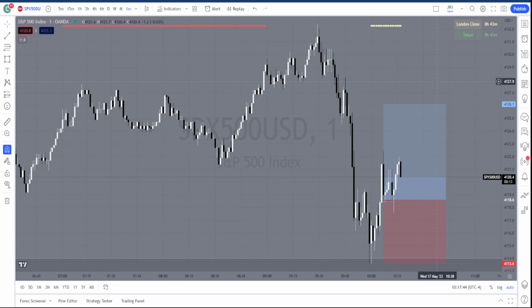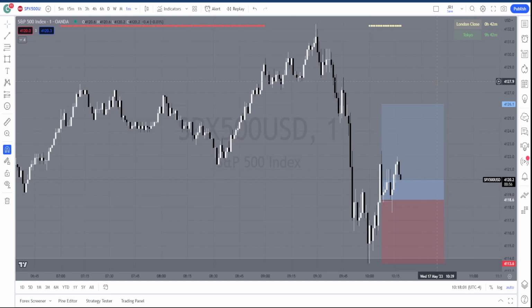And no, I cannot speed up candles because this is live market, so you're probably going to have to fast forward the video or just watch the video through. But so far we see price is making pullbacks.